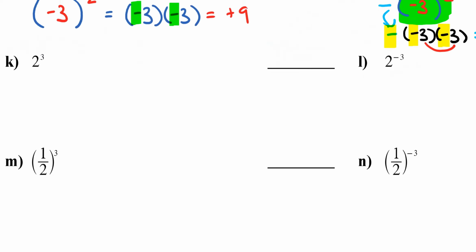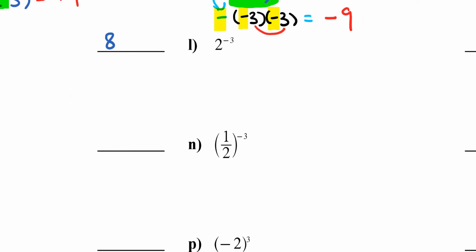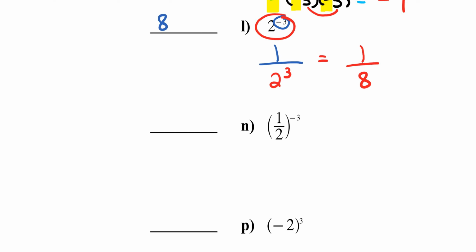Okay, so a little bit of work with some of these negatives and these negative exponents here. 2 to the power 3, that's just 2 times 2 times 2, which is simply going to be 8. For the next letter here, I have a negative power there, so 1 over, and then I take this whole thing and leave it as positive. So 1 over 8 is my final answer there.